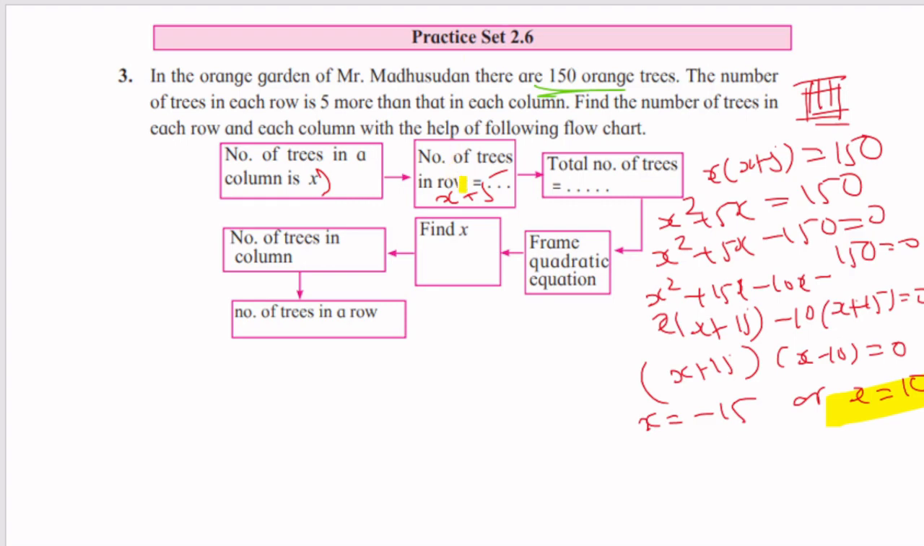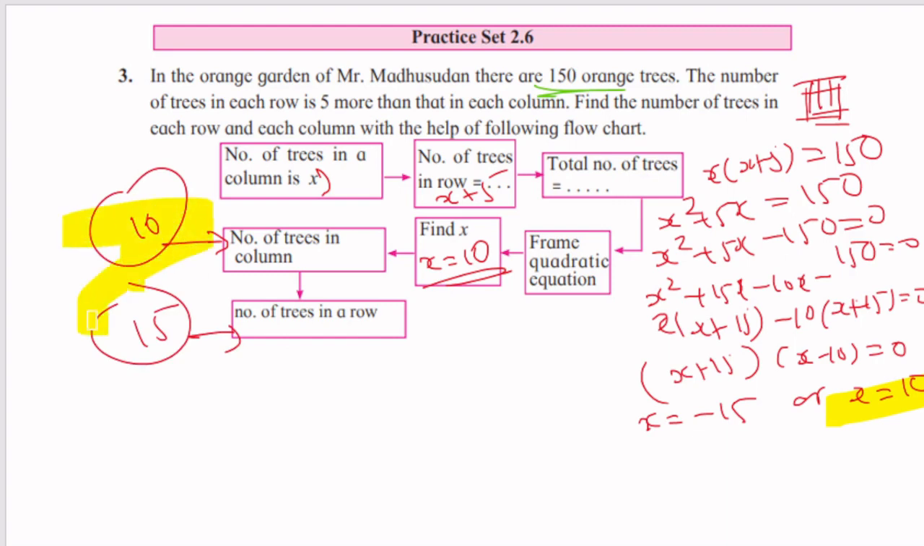Perfect. Now, what is the value of x? I can say that x is equal to 10. The number of trees in the column, which we assumed as x, is 10, and the rows are 10 plus 5, that is 15, and that's your answer. So solving one problem is fun if you focus and read the problem properly.